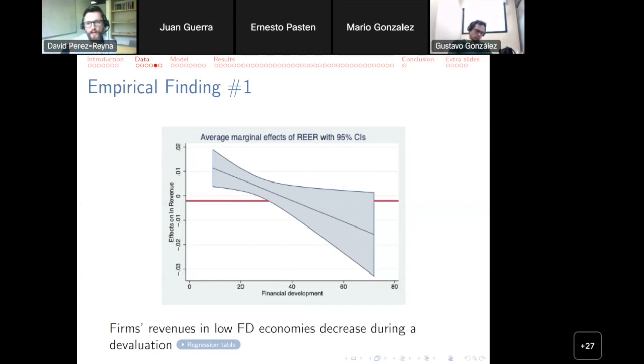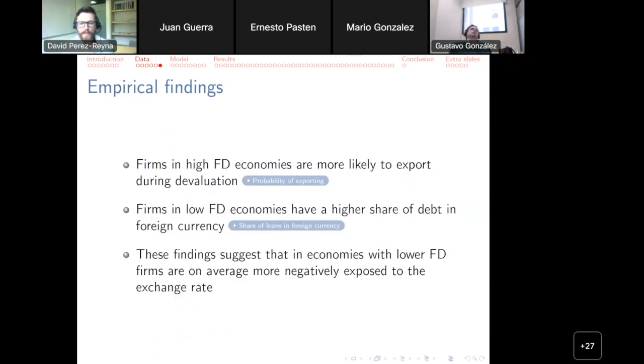And what I want to highlight is that when there's less financial development, the revenue of firms increases after an appreciation, and this effect goes down with more financial development. So to put it in terms of what I want to present, when there's less financial development, the revenue of firms decreases after a depreciation. This is just a motivation, and then we try to look in the data for possible mechanisms.